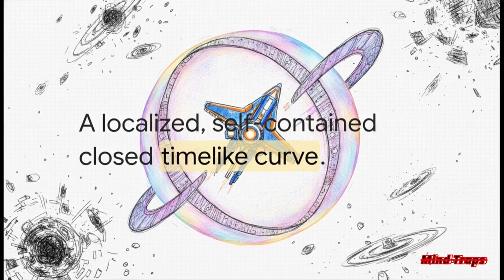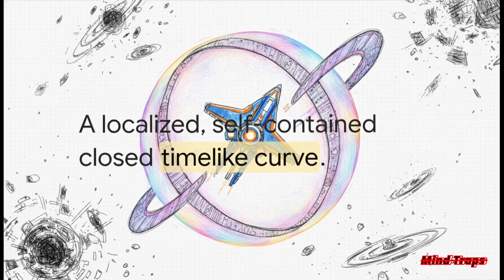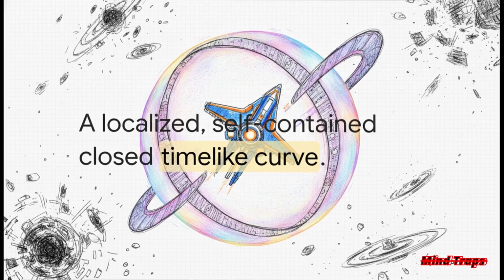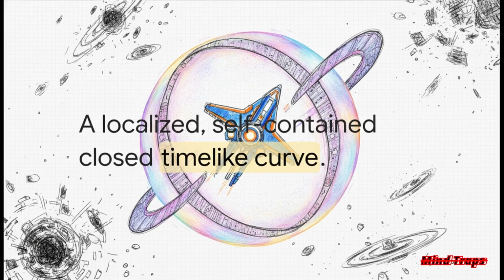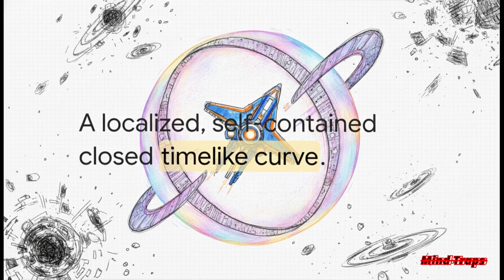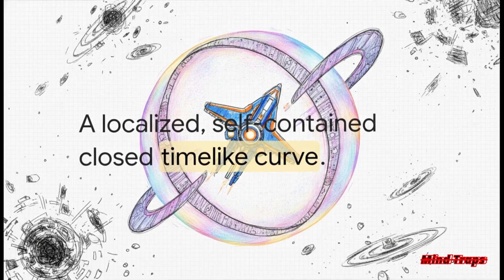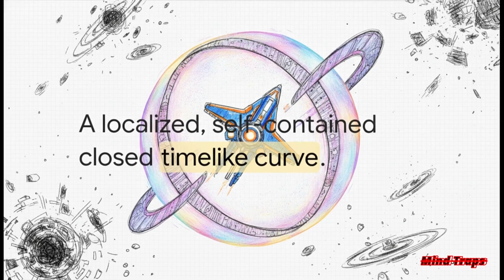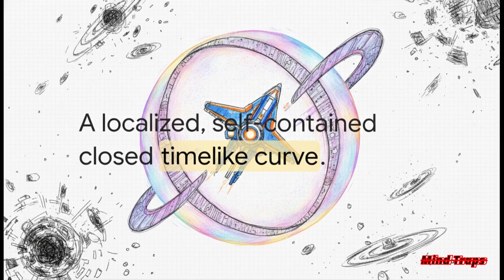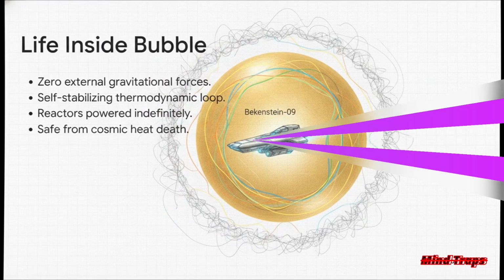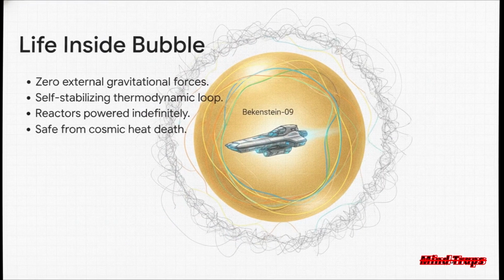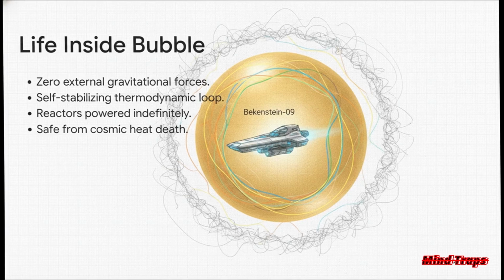Using the fallen ship as its gravitational anchor, the Weaver excretes something way beyond standard geometry. It creates a localized, self-contained, closed time-like curve neatly nestled within an inflating pocket of spacetime. It essentially builds a custom micro-universe, completely decoupling the Bekenstein 09 from the deadly gravity of the black hole and the dying cosmos outside. Inside this newly woven golden pocket of spacetime, life begins again.